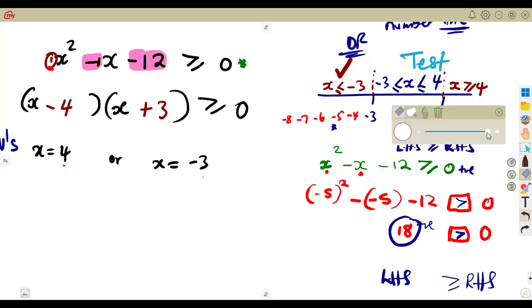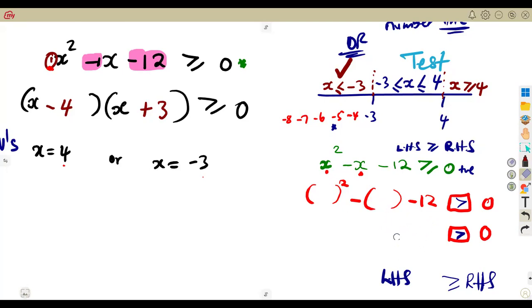You move on to another term, another number. In another interval, we need to substitute in place of x. We are now in this interval, the second one, in between -3 and 4. We talk about in between. Talk of these numbers, -2, -1, 0, 1, 2, any number that you want. Substitute that number. As long as it is in between -3 and 4, you substitute it.